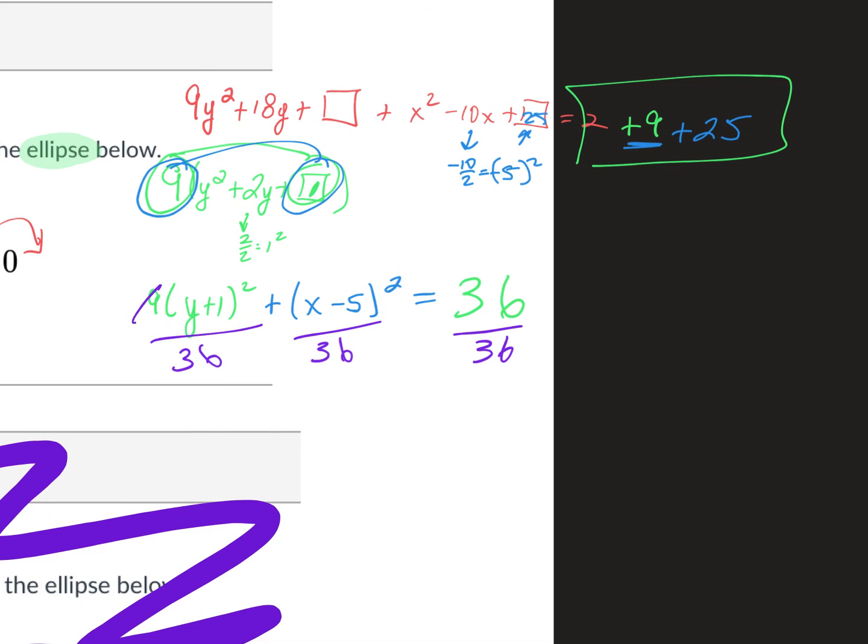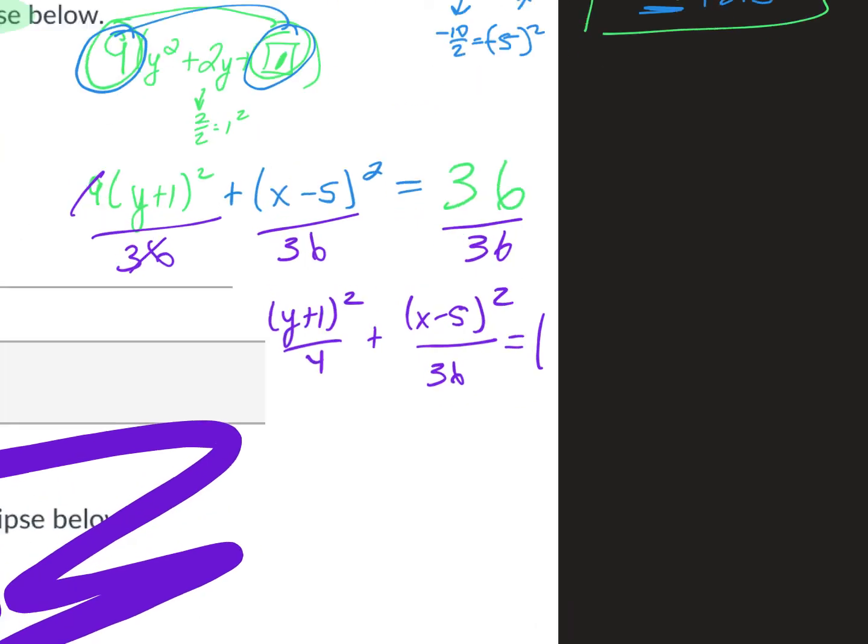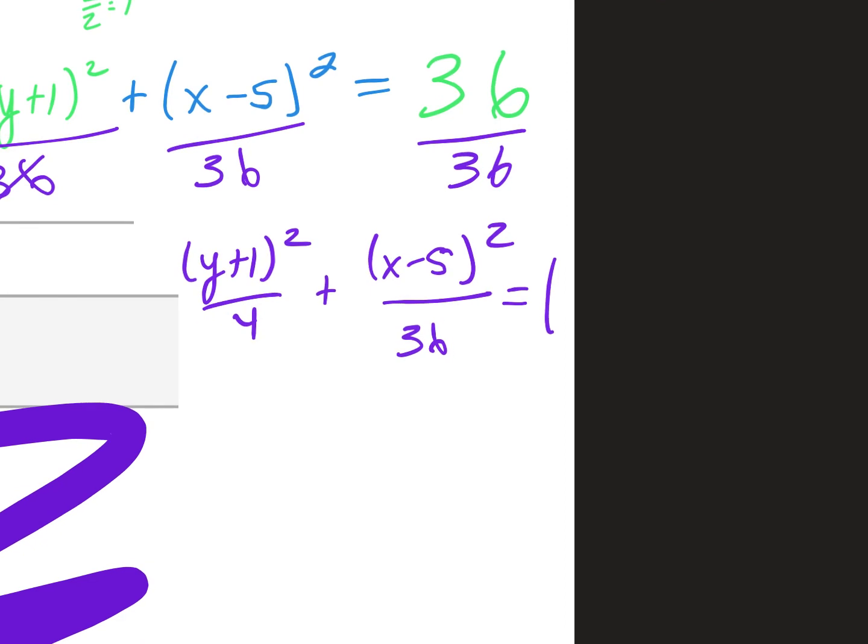9 goes into 9 once. 9 goes into 36 4 times. So this is y plus 1 quantity squared over 4, plus x minus 5 quantity squared over 36 equals what number? 1. There is my equation in standard form.